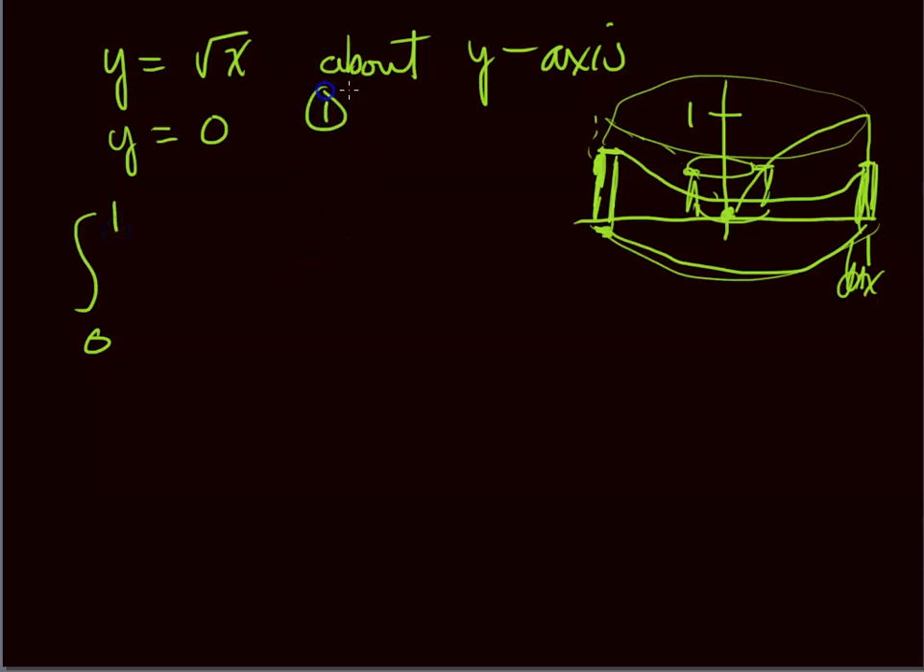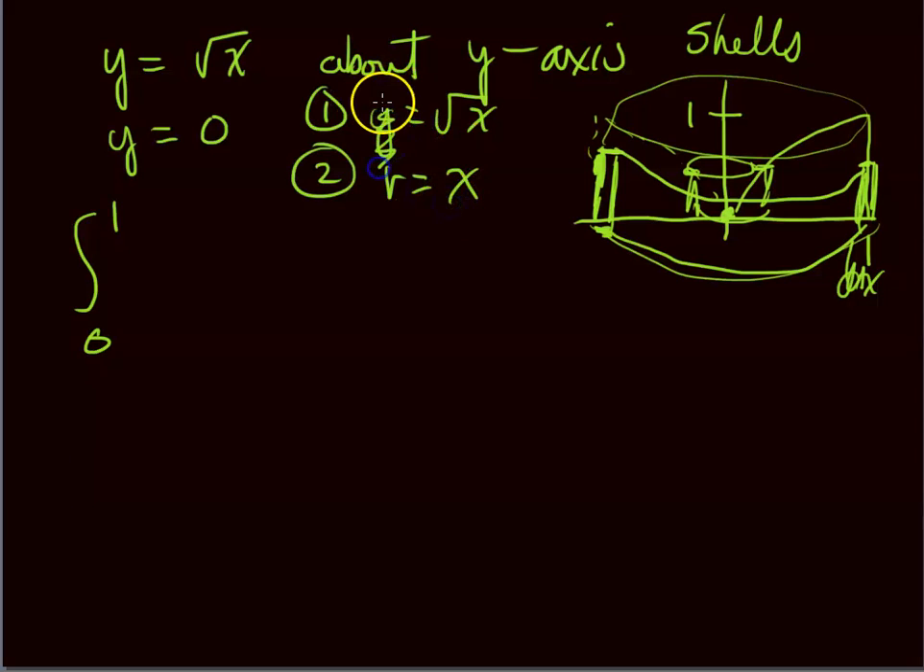And I may be asking these questions on quizzes. So the function, I might ask the method too. You'd say this is shells. The function is that square root of x. We want the radius, I guess, which would just be x. And this function, the height, would be square root of x. We want the limits of integration, a and b, 0 and 1. And we want to set up this integral.